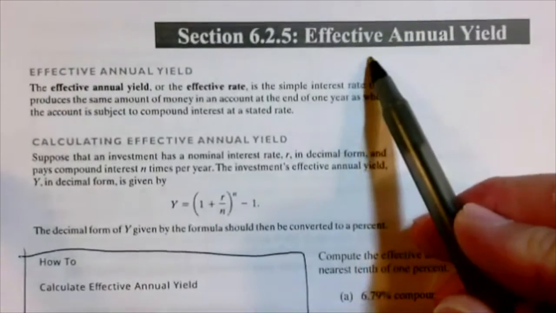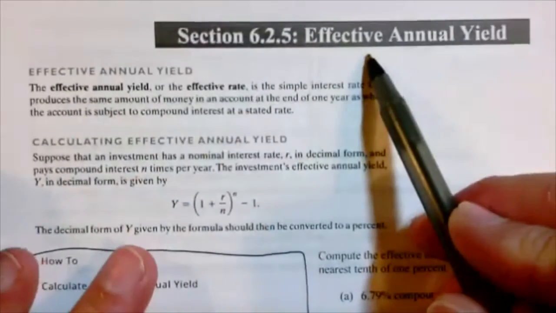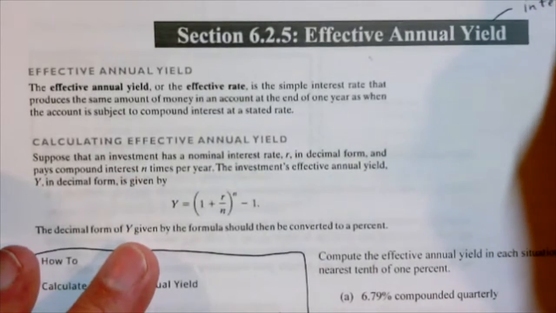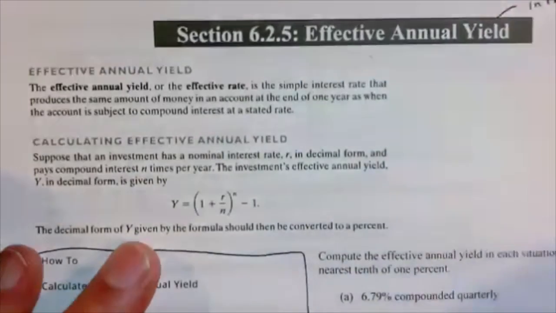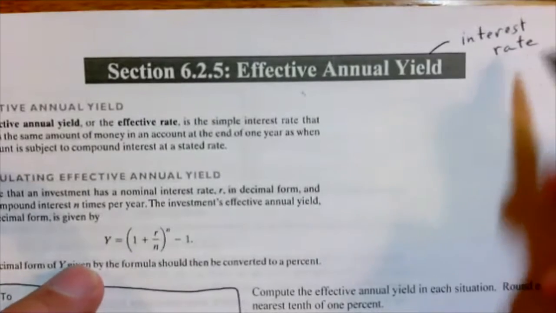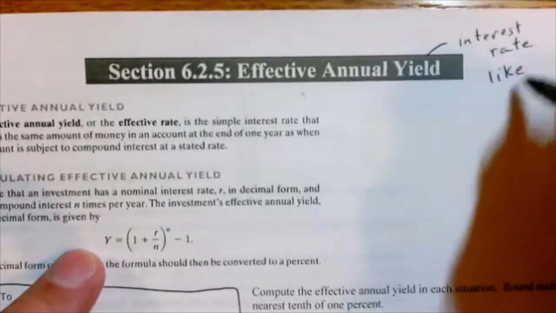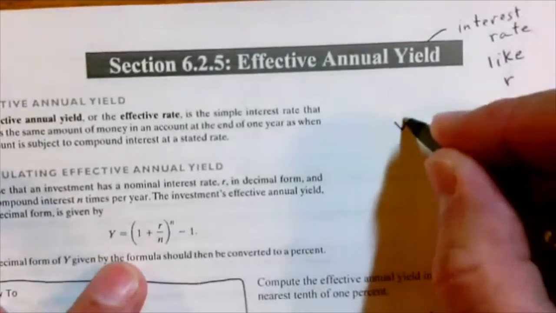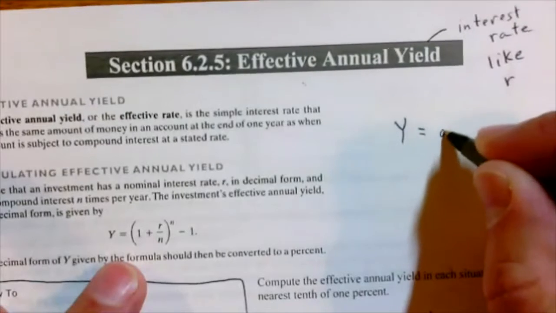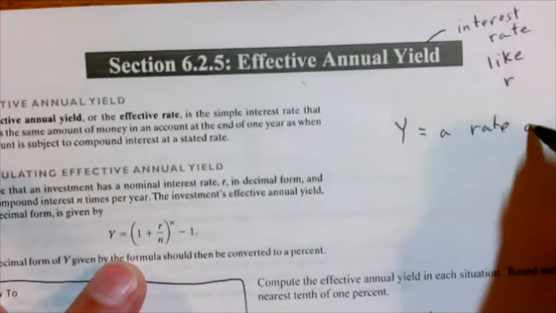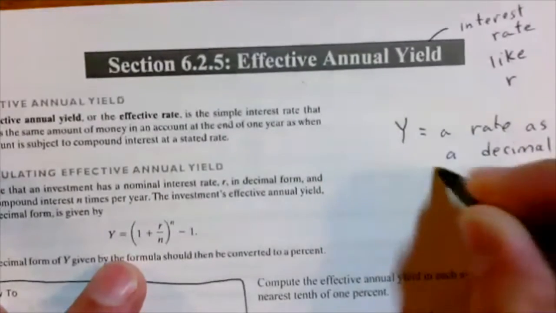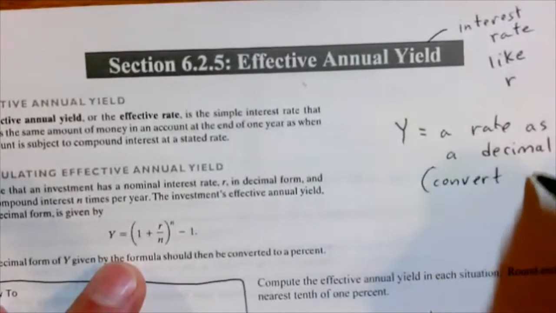All right, so one result is called the effective annual yield. Now, the yield is an interest rate, and so it will behave a lot like the R that we pick out in our problems and convert to a decimal. So Y is a rate, and it will be written as a decimal, but usually we want to convert it to a percent.